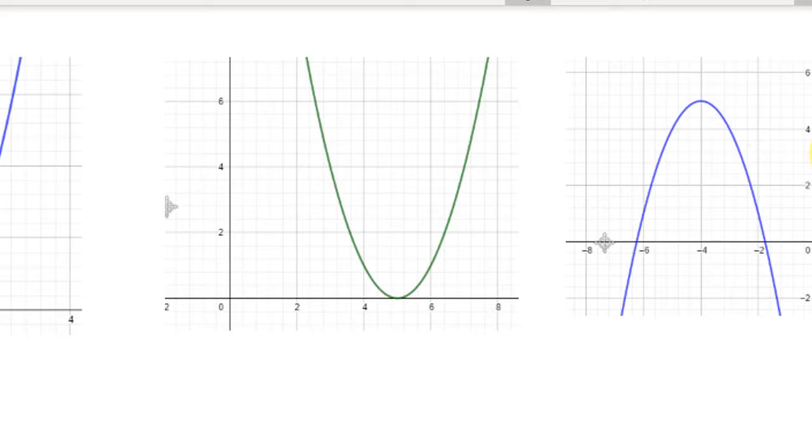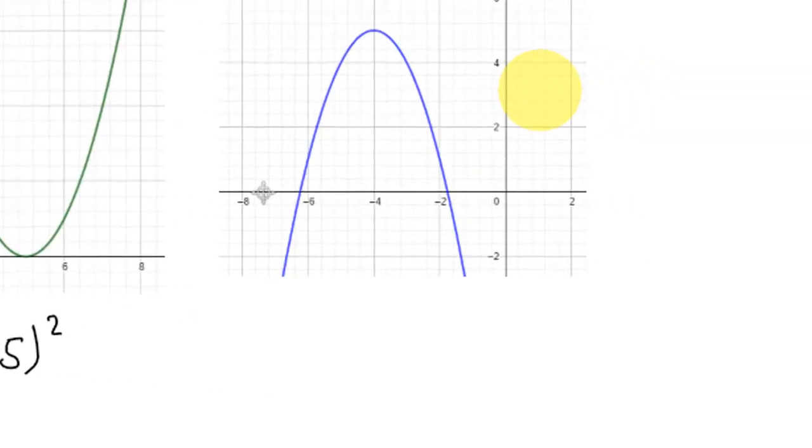If you see, my graph is 5 units to the right, and I don't have any shift movement up or down. That means my graph is going to be x. Remember, if it's negative, it means I'm moving to the right. x minus 5 squared. In this case, what happened?